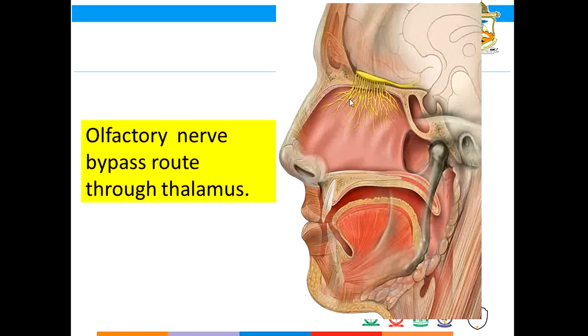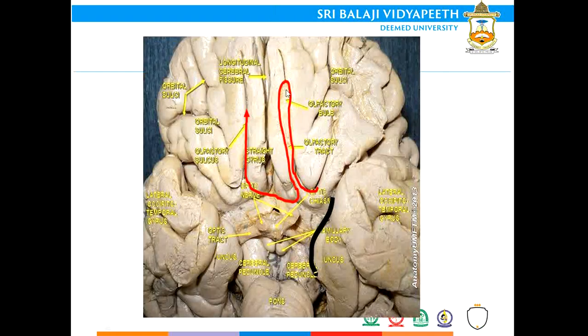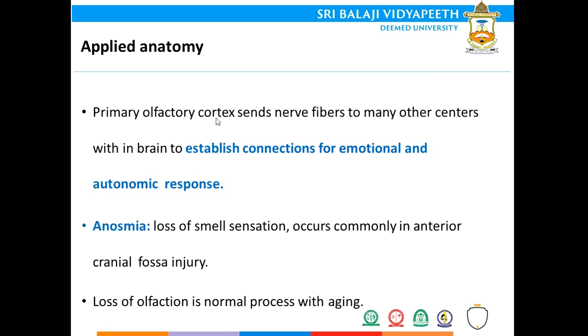Here these are the small nerve fibers which are going from the olfactory region to the olfactory bulb, and this is the olfactory tract, and this is the olfactory stria, in the diagram you are seeing. Here you can see the olfactory tract, the lateral olfactory stria, the medial olfactory stria, and the primary and secondary olfactory cortex. Remember, the primary olfactory cortex sends nerve fibers to many other centers in the brain to establish connections for emotional and autonomic response. So that is one of the applied anatomy.